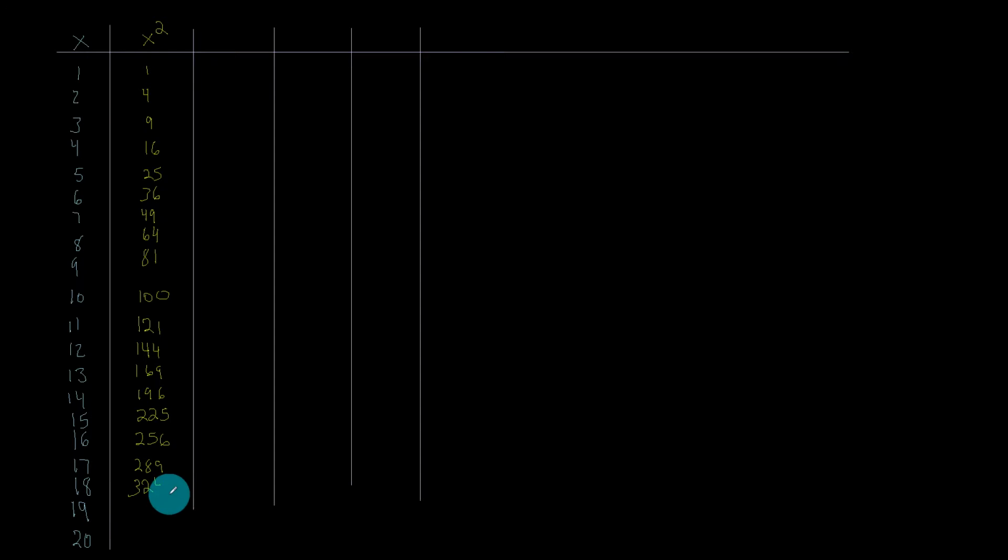Let's go ahead and fix that 3. I'm going to backtrack there. So 324 would be 18 squared. 19 squared is 361. Followed by 20 squared, which is 400.